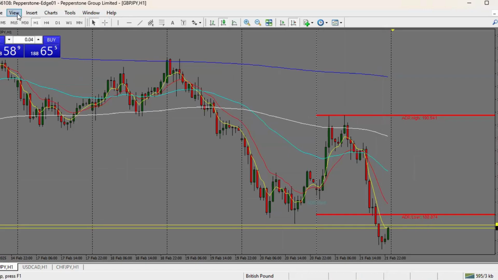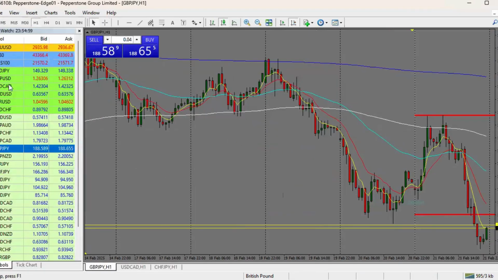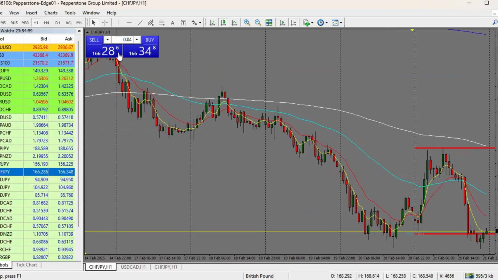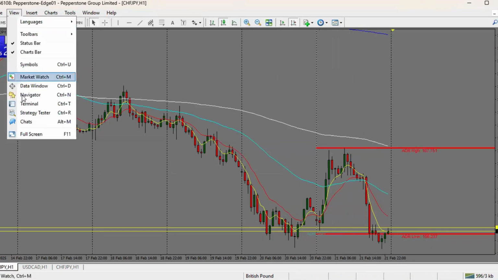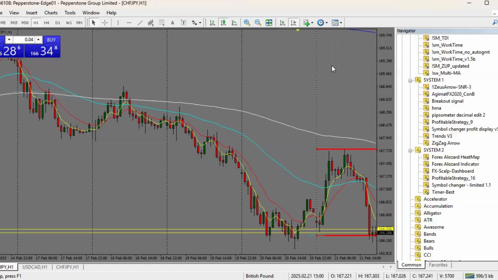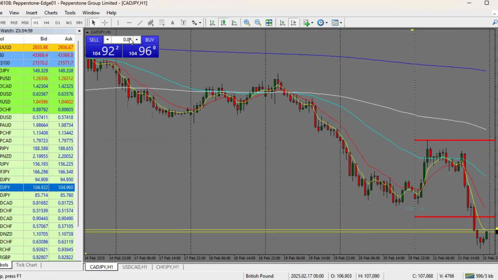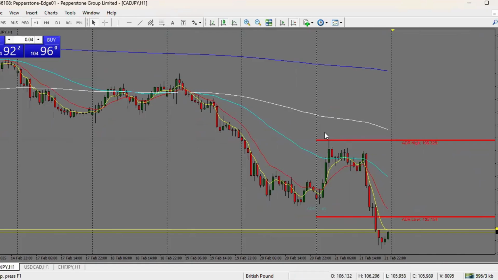Okay, let's look at another asset. Let's look at CHFJPY. We can see the general trend is bearish. The market comes to the ADR high, taps it, and drops. Let's look at another one. This situation was repeated almost 5 times on Friday on all yen pairs. So the general trend is bearish. You can see the market tap the ADR high and it drops the entire day. Let's look at another one.